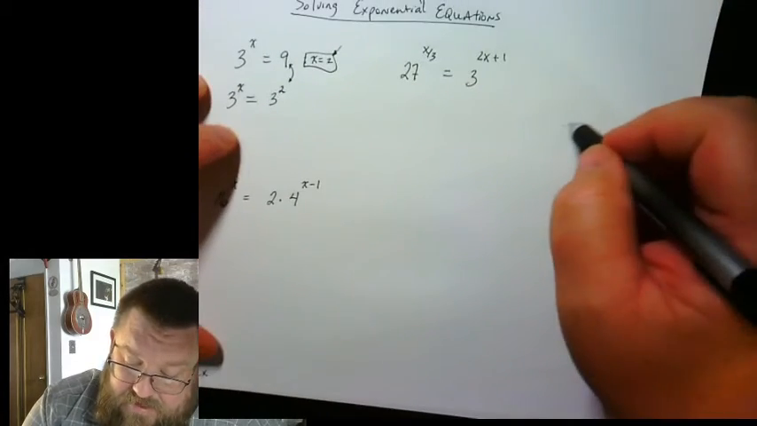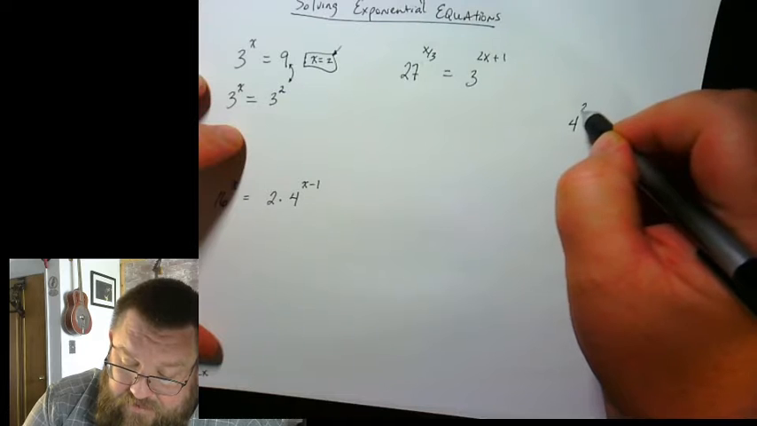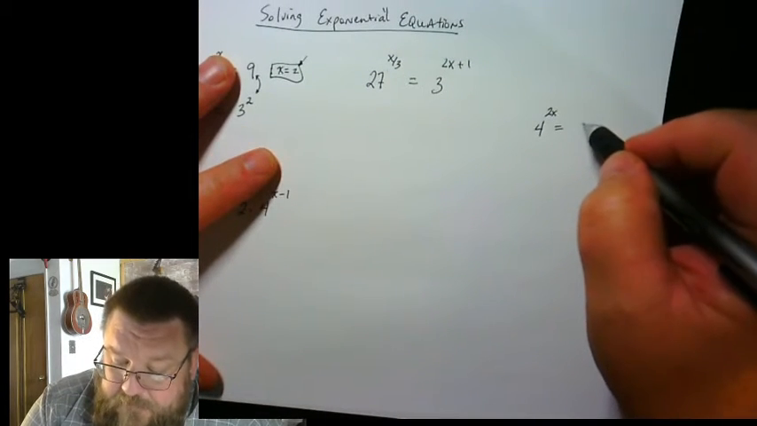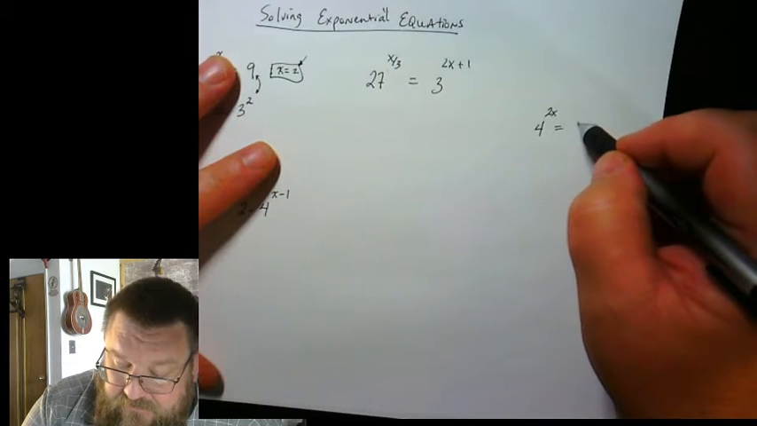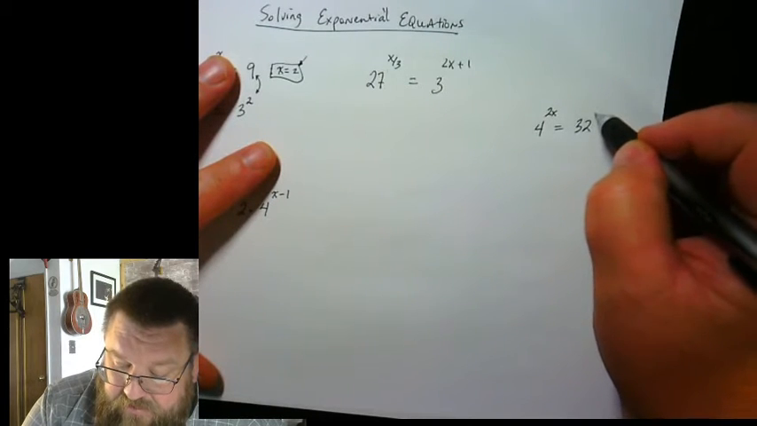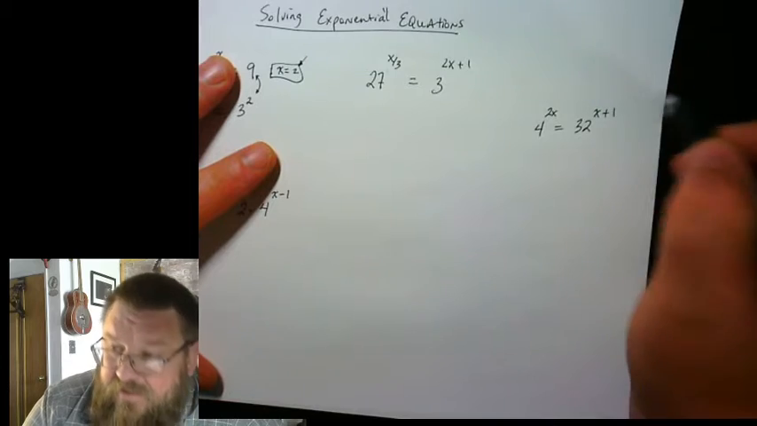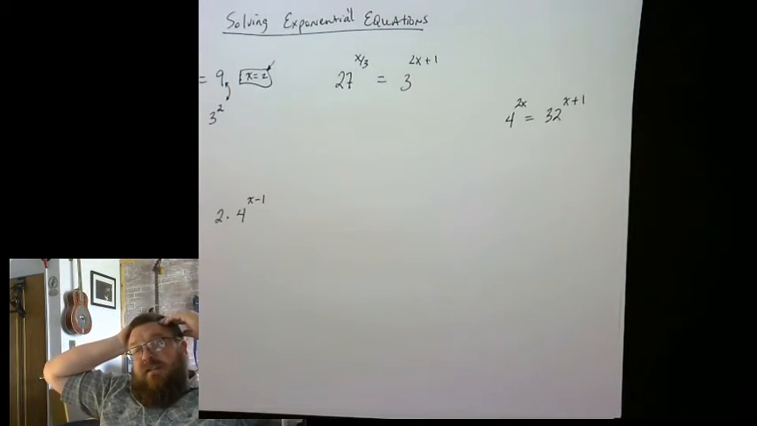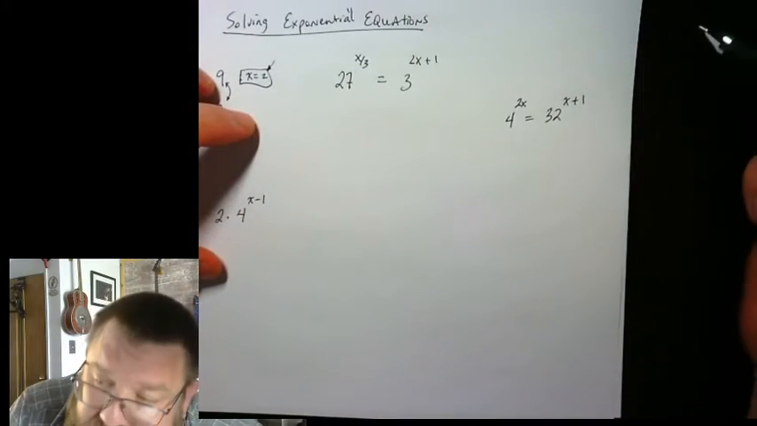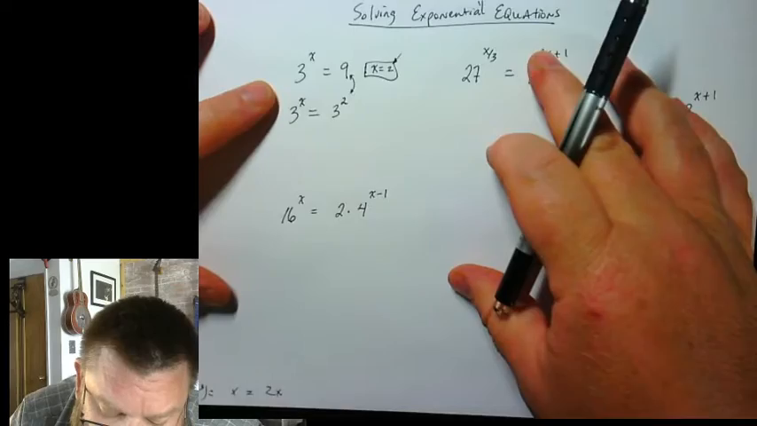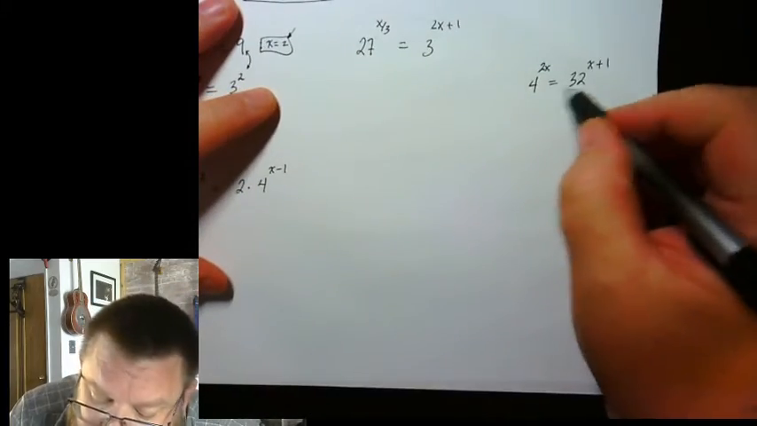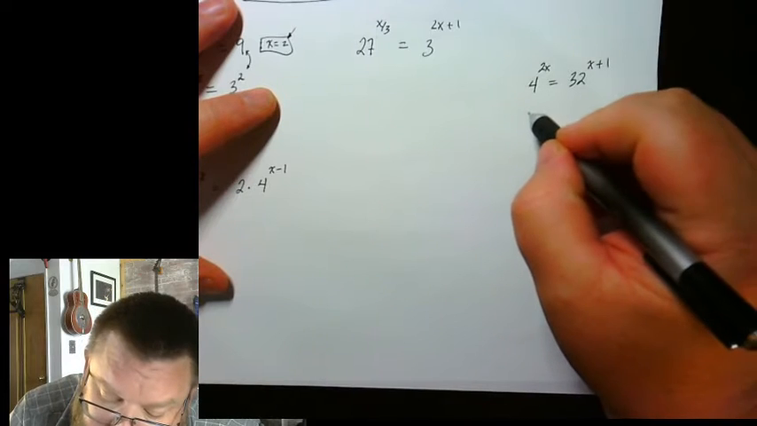Let's say that we had 4 to the power of 2x equals, oh man, let's say 32 to the power of x plus 1. Let's go ahead and explore this one right here. Now check this out. This one's kind of tricky because 32 is not a power of 4, like the one we did here, where 9 is a power of 3, 3 squared, right? But they're both powers of 2, so that's the trick you've got to remember.